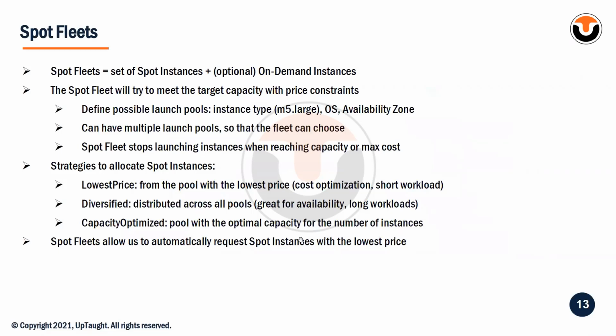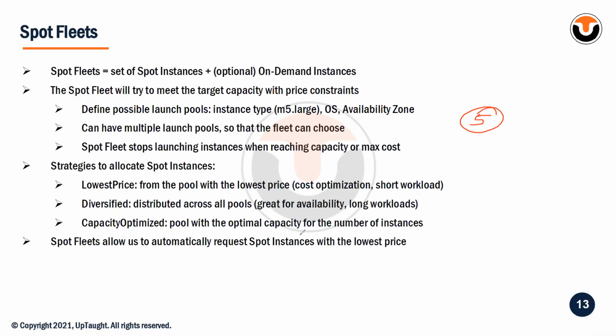Okay, so this is a spot fleet which I showed you on the window, and it's a set of spot instances. Plus, you can also buy some on-demand instances if you need. When you define these spot fleets, you define your target capacity, like 5. Then you use something called a launch template, where you give the instance type and AMIs that you need to use.